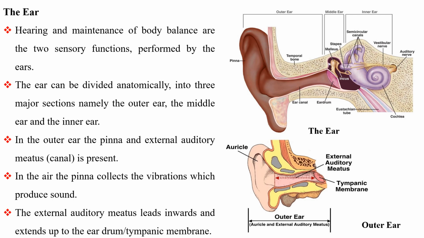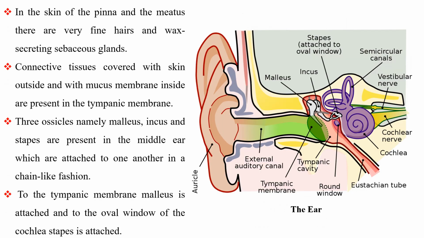In the ear, the pinna collects the vibrations which produce sound. The external auditory meatus leads inwards and extends up to the eardrum or tympanic membrane. In the skin of the pinna, the meatus, there are very fine hairs and wax secreting sebaceous glands. Connective tissues covered with skin outside and with mucous membrane inside are present in the tympanic membrane.